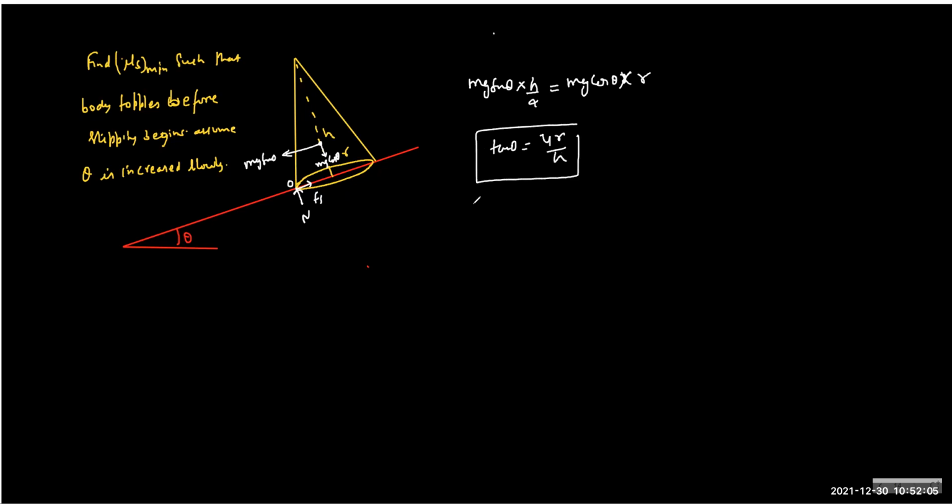So the angle of toppling we got, and we know mu should be more than this value. If mu is more than this value, it will topple before slipping. So the mu s minimum is this much. That's it.